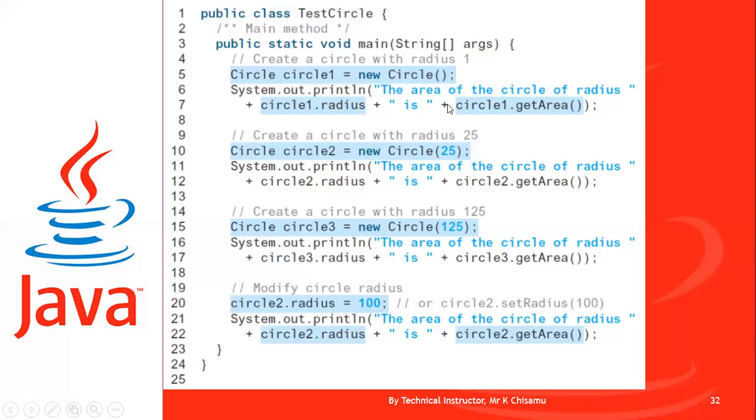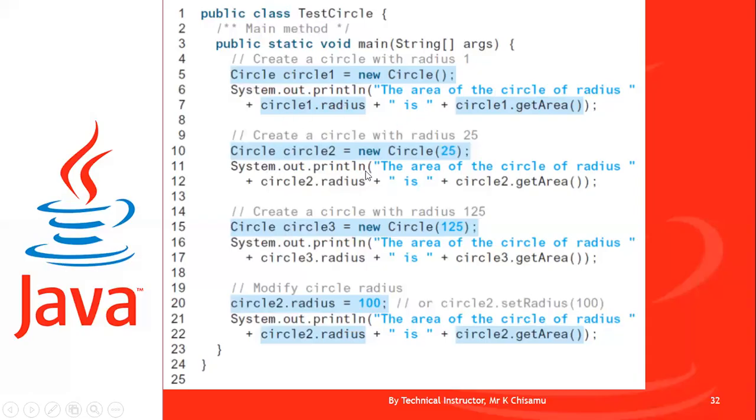Each time you use plus with a string or an object, it will join instead of adding. So it will join this space and then join it to, again, the object we created in line 5, cycle1, and we invoke the member method getArea. This will return the area of a circle, which is radius times pi. So the area will be returned, and that area will be joined to this space after is. Okay.